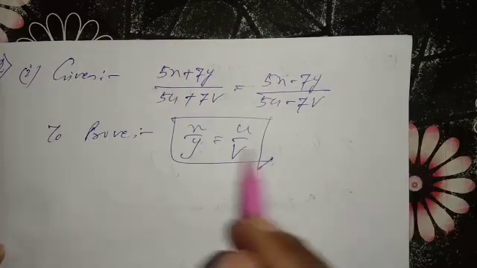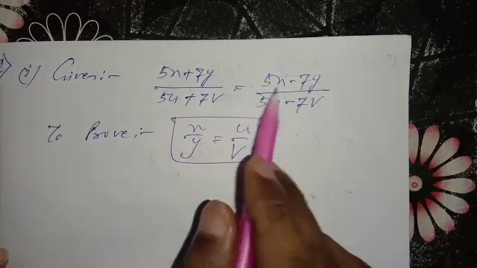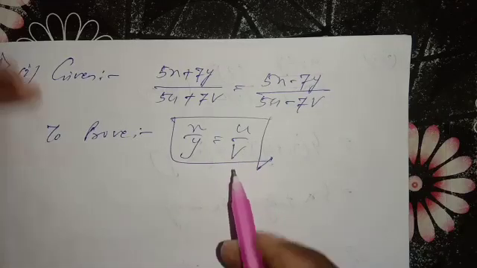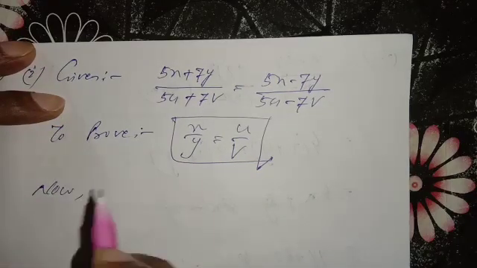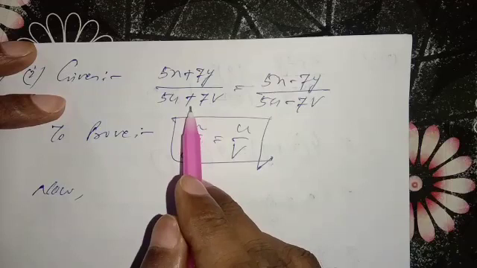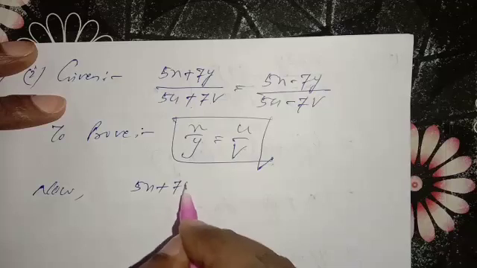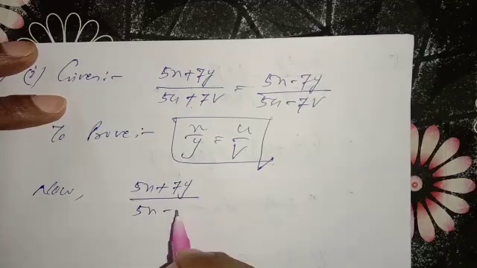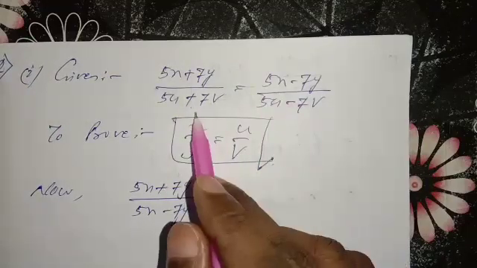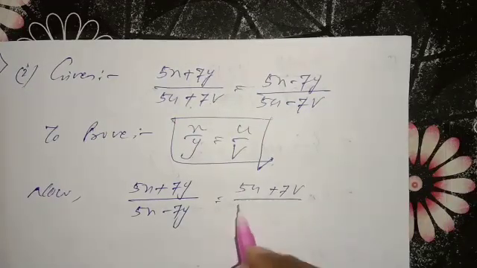Question number 2, first part, just to write what is given here: (5x plus 7y) by (5u plus 7v) equal to (5x minus 7y) by (5u minus 7v). You have to prove x by y is equal to u by v. Now, the given part, just see very carefully, 5x plus 7y, you have to write here 5x minus 7y. Means by alternando, this corner can be changed and you can write here 5x plus 7y divided by 5x minus 7y, and this will go there, 5u plus 7v by 5u minus 7v.